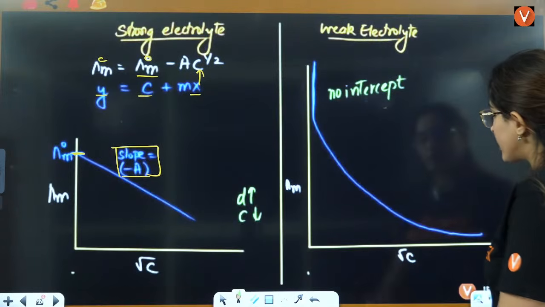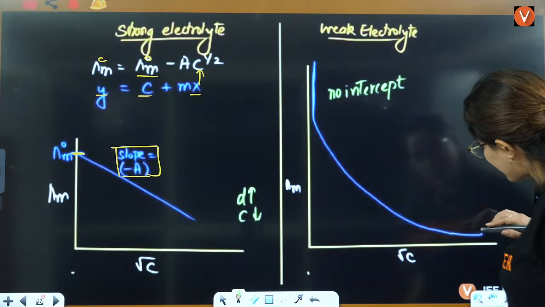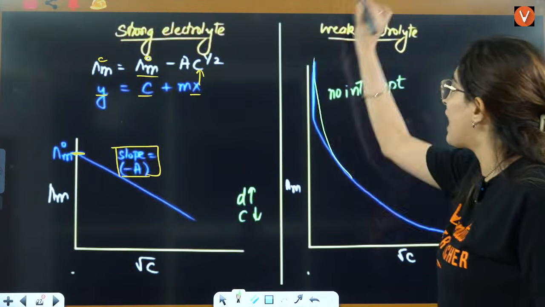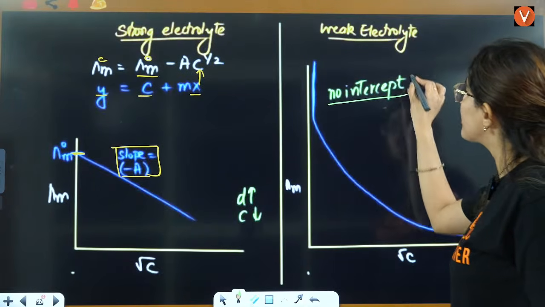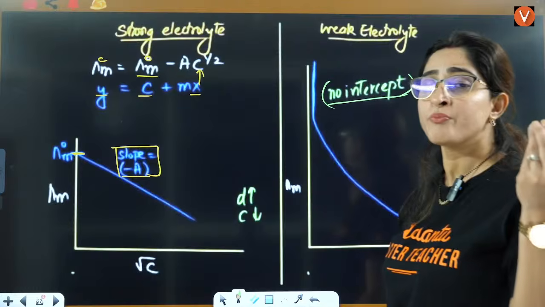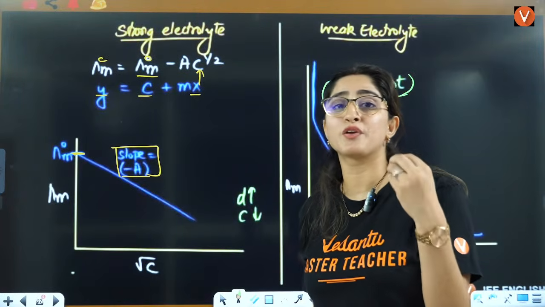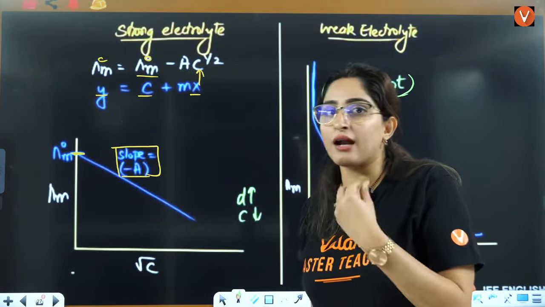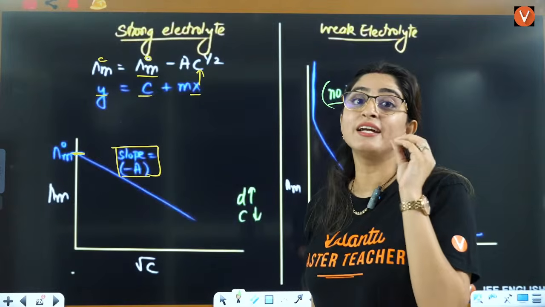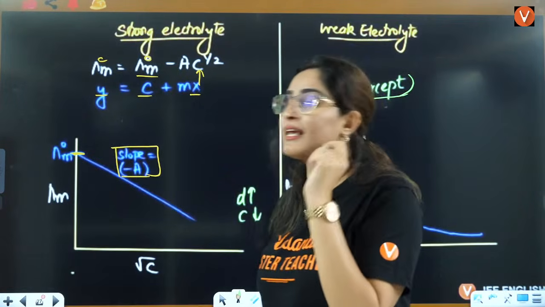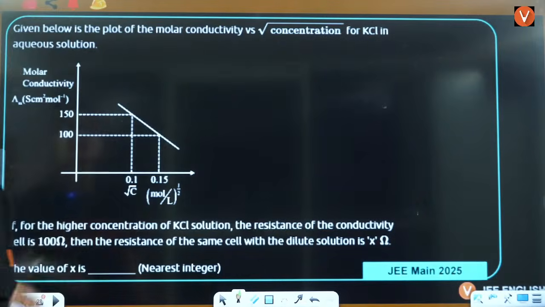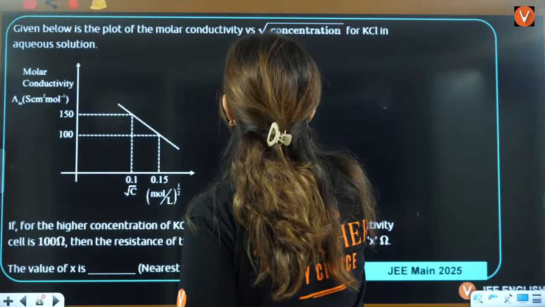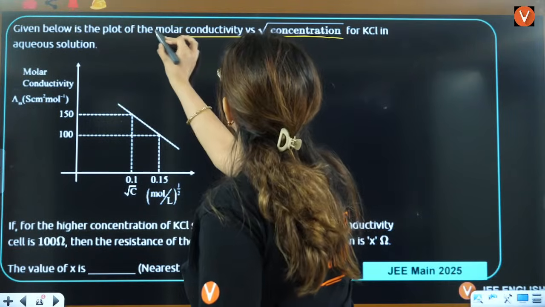But for a weak electrolyte, as we decrease the concentration and increase the dilution, it has a very sharp increase. So there is no intercept here, no point where it cuts the y-axis where we can find the value of molar conductivity at infinite dilution. That is not possible for us, so it was very difficult. And that is the reason we did this: given below is the plot of molar conductivity versus concentration for KCl.